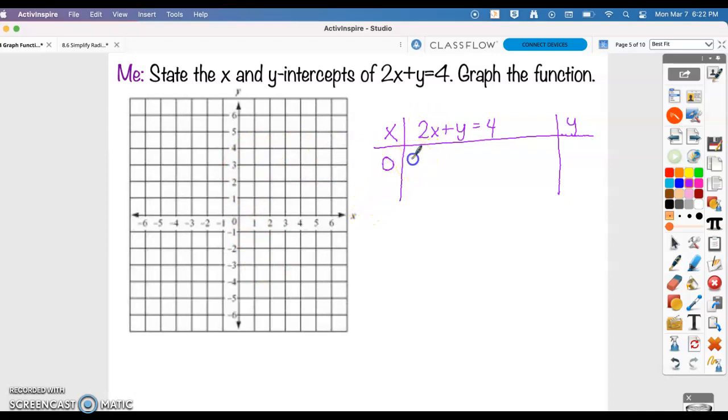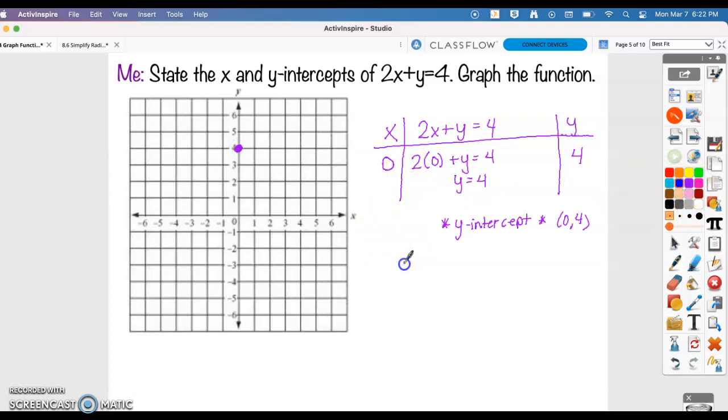I'm going to start by plugging in a 0 for x. I take my equation. 0 is easy. 2 times 0 plus y equals 4. What is 2 times 0? Well, it's 0. And so we're left with y is equal to 4. This right here is my y-intercept, so 0, 4. I'm going to go ahead and plot that. 0, 4. There's 1 point. Now I need another one.